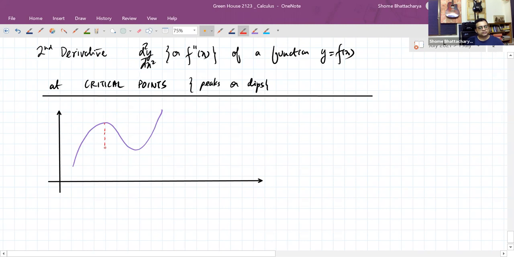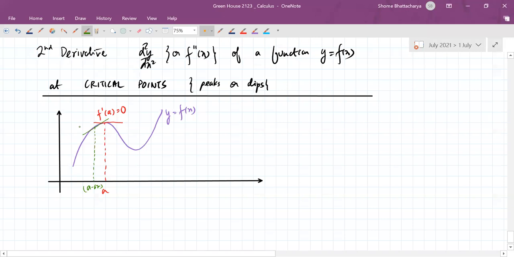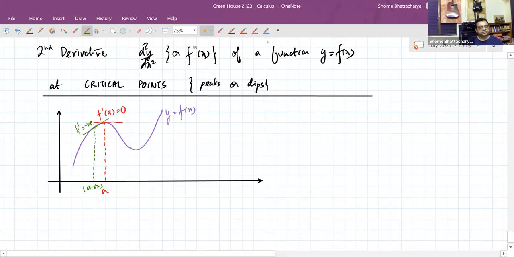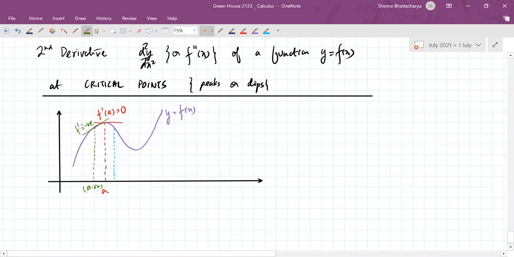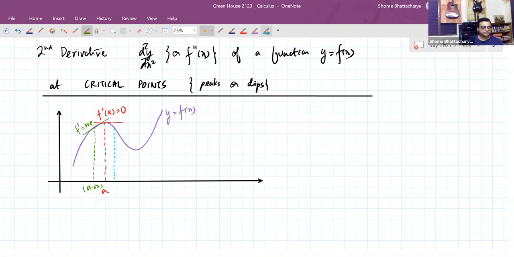Okay. So at a point like A over here, the derivative is zero. F prime of A is zero. But if I select a point a little bit before A, like A minus delta x, what about the derivative at such a point? It will be negative. And similarly, if I select a point a little bit after this, it will be positive. It's increasing, so it will be positive. And at a point like this over here, at x equal to a plus delta x, if I draw the tangent, it's having a negative slope.